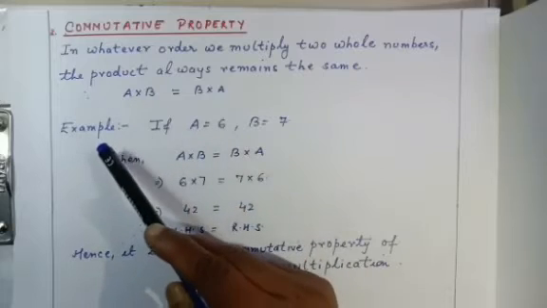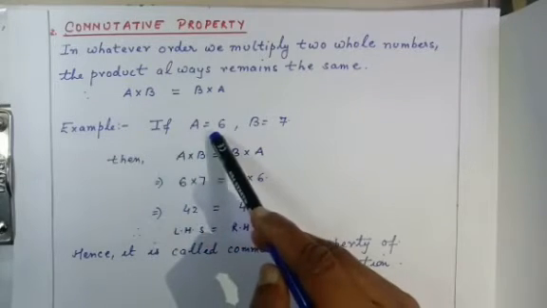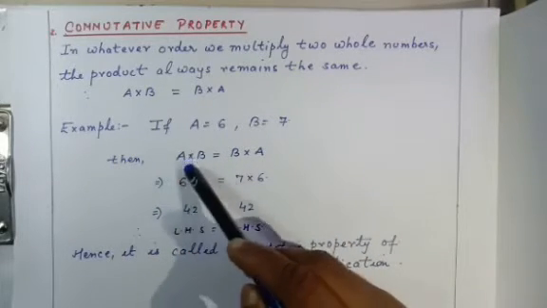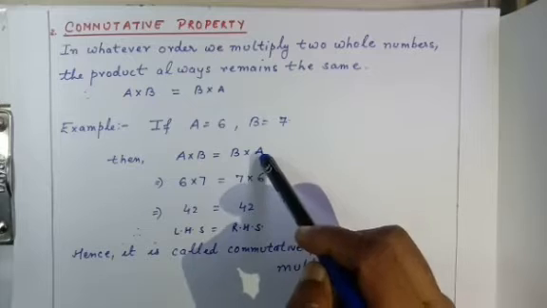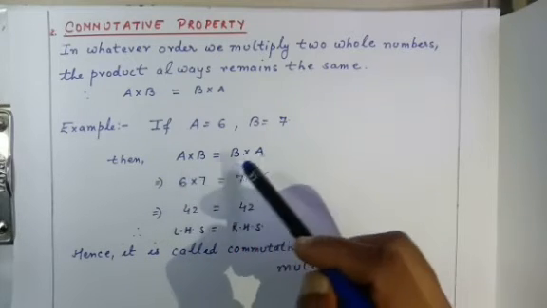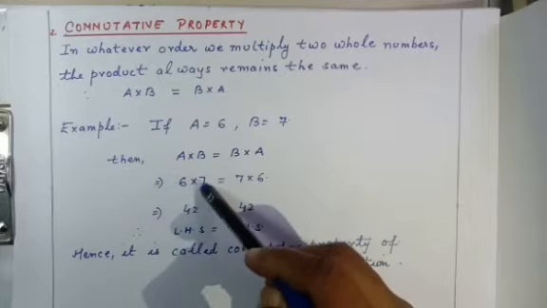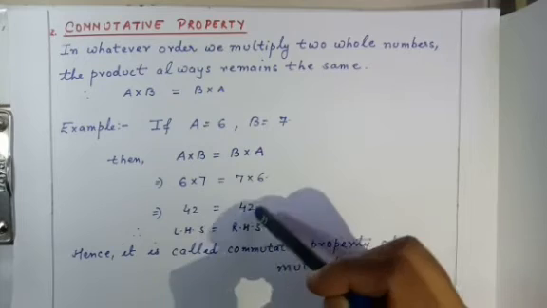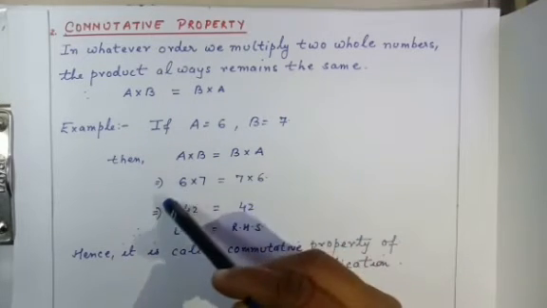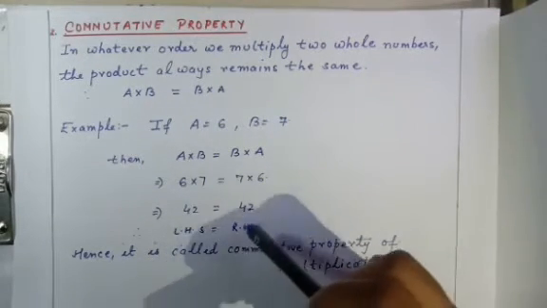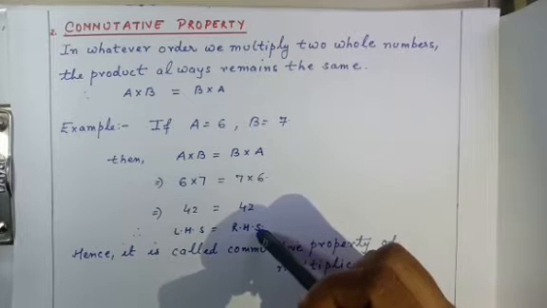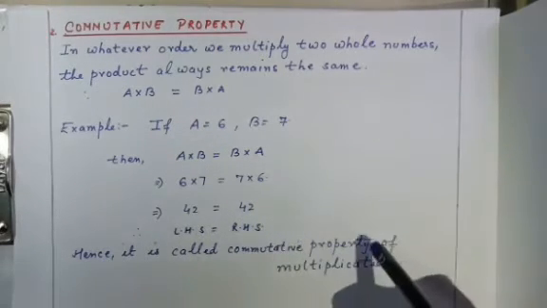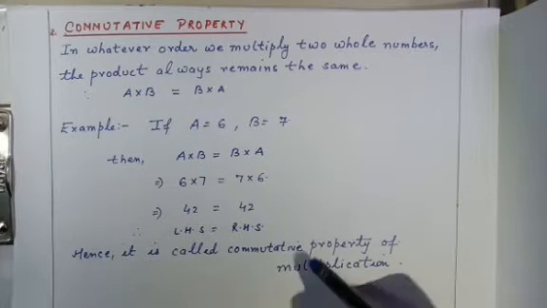Let us see with the help of an example. If a is equal to 6 and b is equal to 7, then according to the property, a into b is equal to b into a. Now we put the values of a and b on both sides. 6 into 7 is equal to 7 into 6. This implies 42 is equal to 42. Over here you can see that LHS is equal to RHS. Therefore, we can say that it is a commutative property. Hence, it is called commutative property of multiplication.